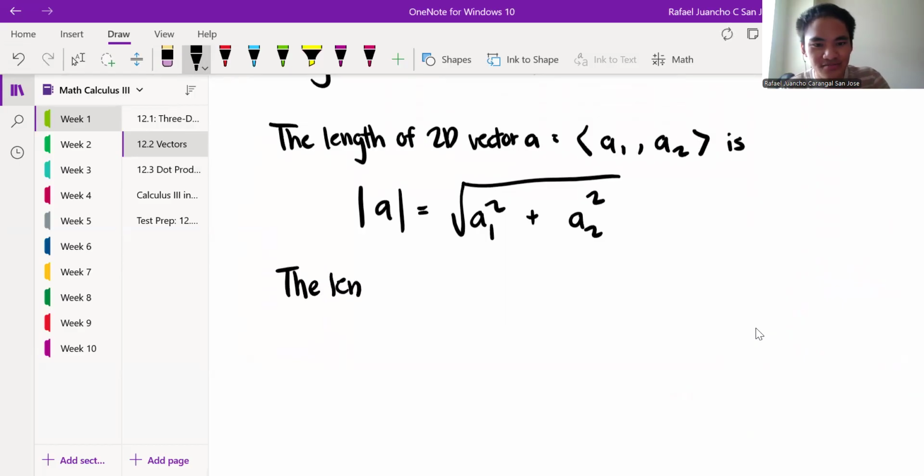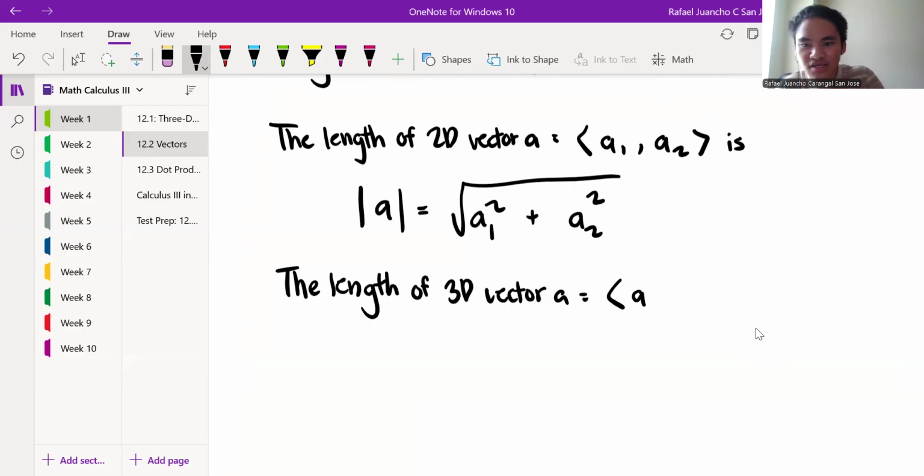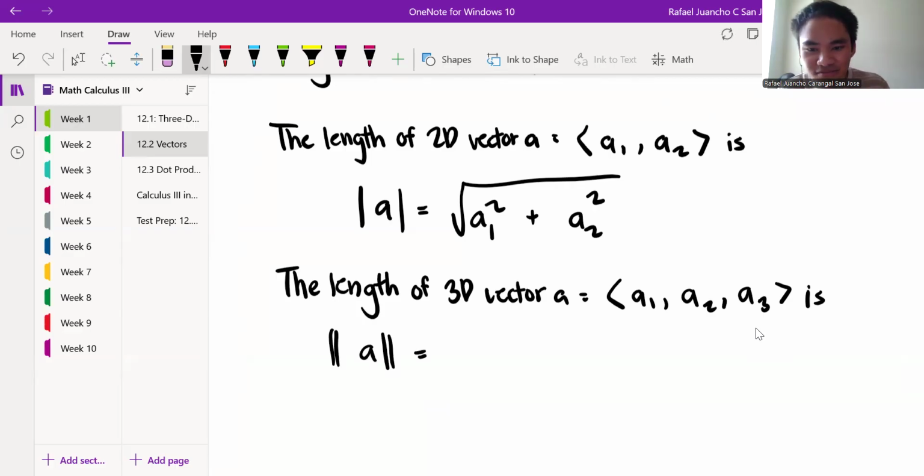So the length of 3D vector A, I'm assuming it's A again. I can use a different one, but whatever. This is A1, A2, A3. And this is the double, I don't know how to call it, but it's the, oh, wait, I'm kidding. It still uses the single one. Okay, not gonna assume anymore.